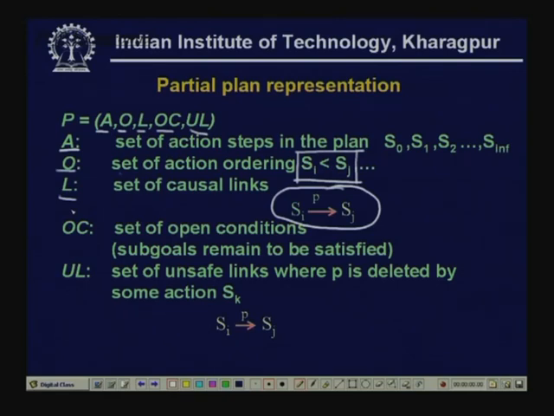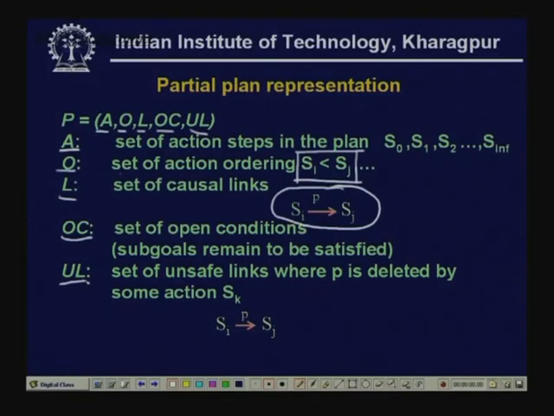Now, in a partial plan, we have a set of open conditions which we denote by OC. So, OC represents the sub goals that remain to be satisfied. They could be the sub goals of the final goal or they could be the preconditions of an intermediate state which have not yet been satisfied. So, open conditions means those conditions that are not satisfied and therefore, the plan is not yet complete. And then we have a set of unsafe links.